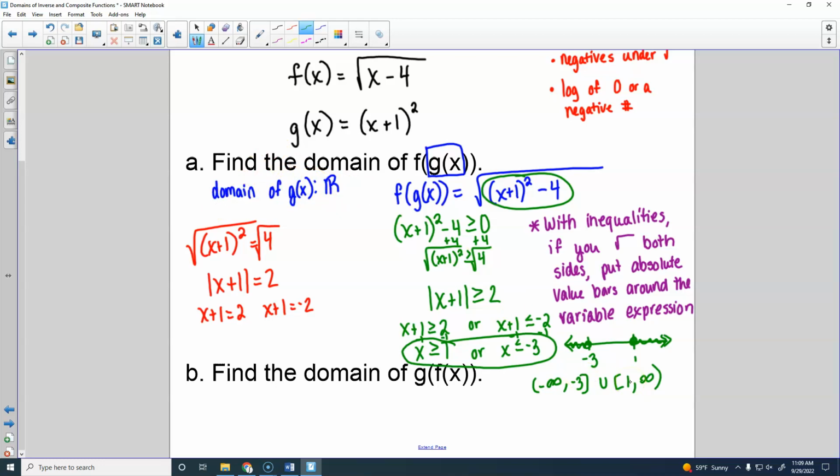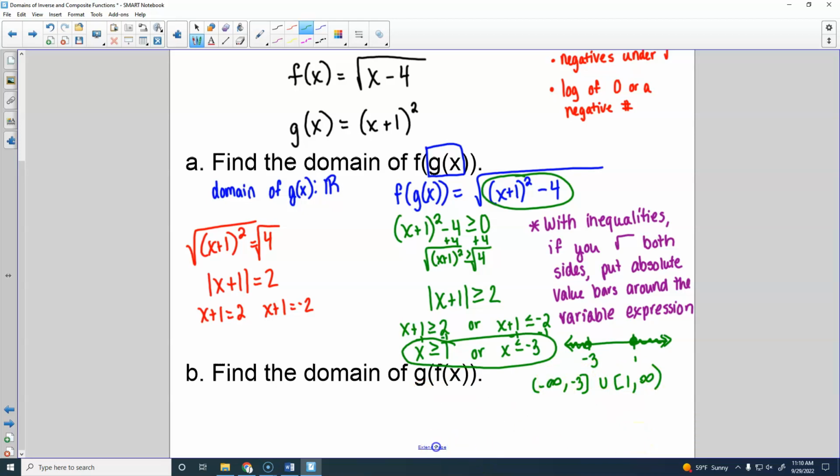So if we had that restriction, let's say x cannot equal 7, you would do negative infinity to negative 3. You do 1 to 7 with the parentheses, and then 7 to infinity. So it would be everything in this domain except you'd have to take 7 out of it, if there were that restriction there. But there is not, so this would be our answer.